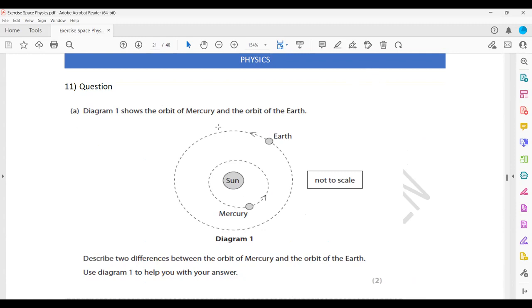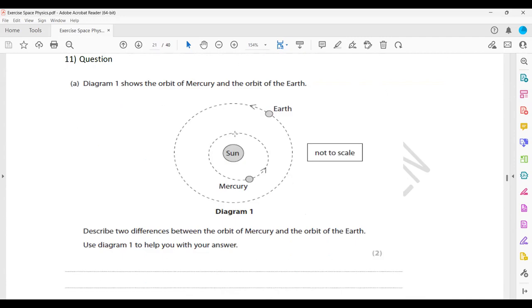Diagram 1 shows the orbit of Mercury and the orbit of the Earth. So you can see the two orbits are shown, the orbit of Mercury and Earth. Describe two differences between the orbit of Mercury and the orbit of the Earth using diagram 1 to help your answer. You have to use this diagram to help your answer.